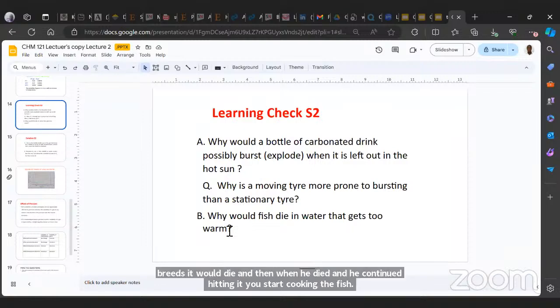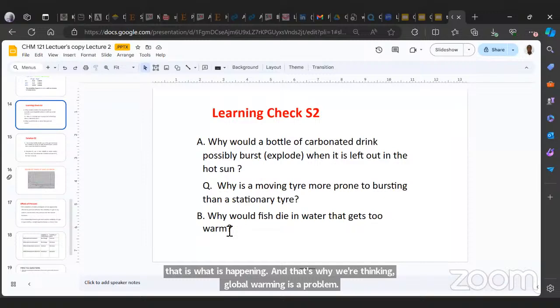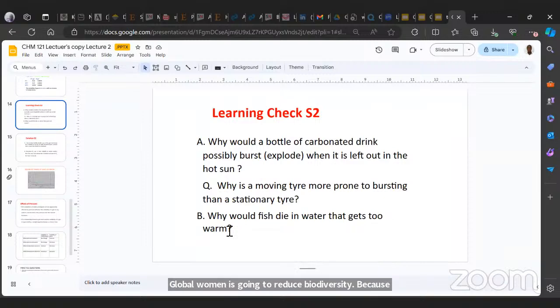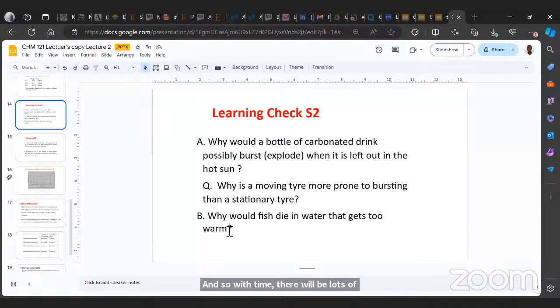And that's why we are saying global warming is a problem. Global warming is going to reduce biodiversity, because many animals will not be able to cope. The temperature is gradually getting hotter than it's supposed to be, and so with time, there will be loss of biodiversity. The animals that can stay in certain regions will no longer be able to stay there, especially in the water bodies, because they will no longer have oxygen to breathe, they will die.